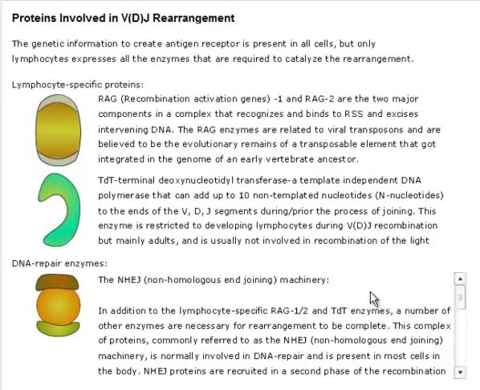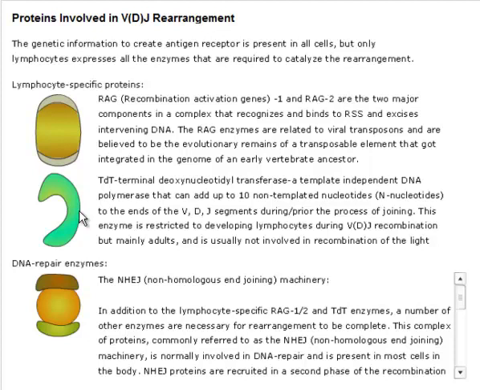And so some of the proteins that are involved in VDJ recombination or rearrangement include lymphocyte-specific proteins, which are shown up here. One of these is the recombination activation gene, so the RAG protein, and the other one is the TdT, terminal deoxynucleotidyl transferase. And so this is a polymerase that actually can add up to 10 non-template DNA nucleotides to the ends of the VDJ segments.